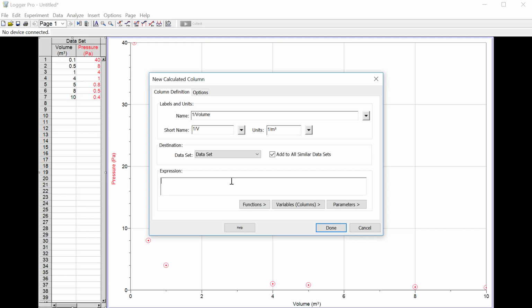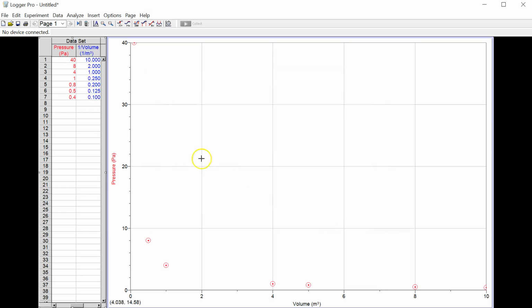I'm going to say in that column, I want you to fill it up with 1 divided by, and if I go to variables, all the values from the volume column. So you'll notice that it has quotation marks around it. Now I click done and you'll see a new one showed up. So I have 1 over volume. It's still just graphing pressure versus volume, however. So I'm going to go down here and I'll left click, and it tells me which ones I can choose. Instead of using volume, I'm going to pick 1 over volume.